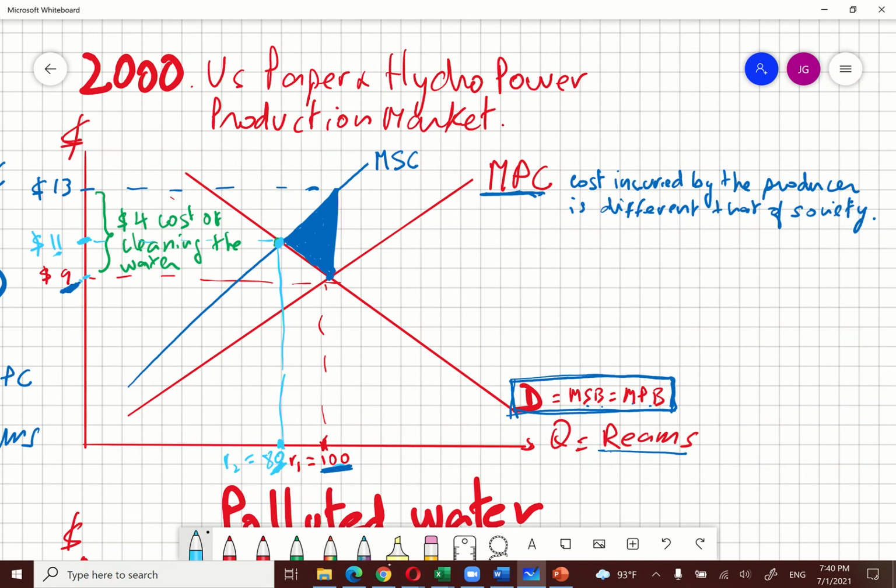And so this is a situation where we say that there is overproduction. There's overproduction because the producer is producing more than it should because it's shifting a part of a production cost, the real production cost, to somebody else. Okay, so I'll come up with another example later.